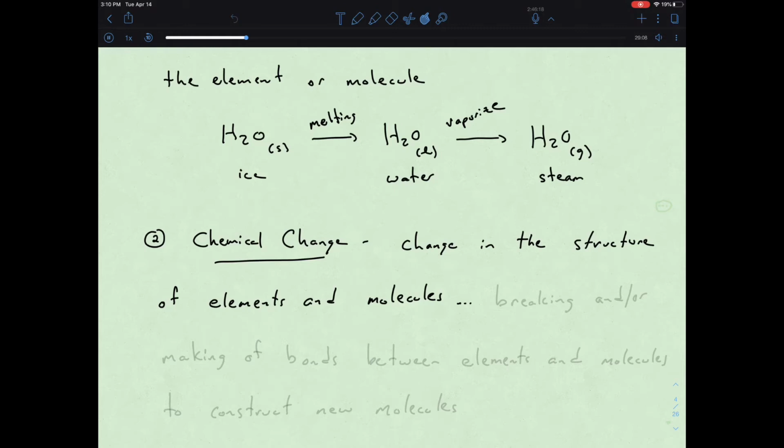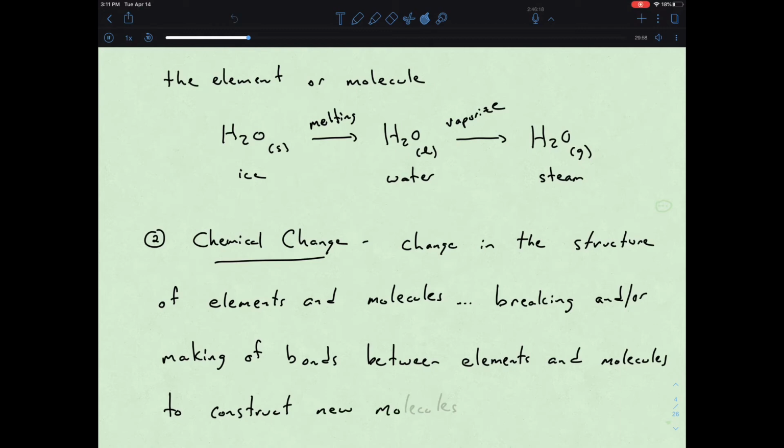We're basically looking at the idea of just breaking and or making of new bonds, breaking of bonds between elements and molecules to construct new things, right, or new molecules.